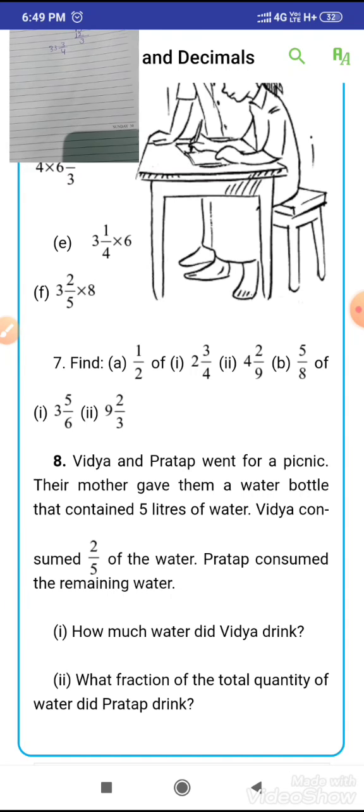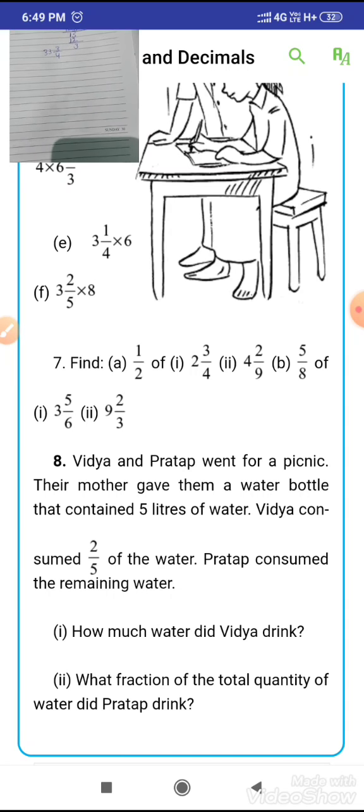Move to our next question, question number 8, and question number 8 is: Vidya and Pratap went for a picnic. Their mother gave them a water bottle that contained 5 liters of water. Vidya consumed 2 upon 5 of the water. Pratap consumed the remaining water. In part A, we have to find how much water did Vidya drink, and in the second part, we have to find what fraction of the total quantity of water did Pratap drink.